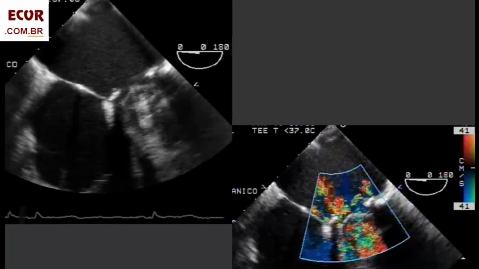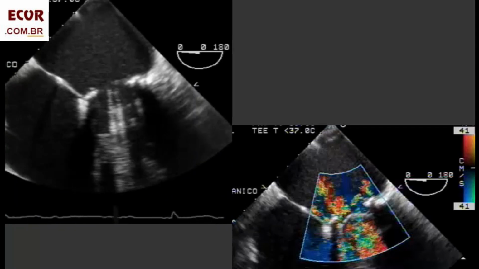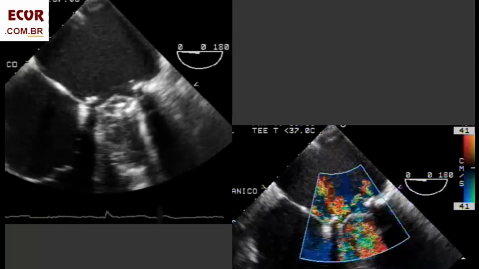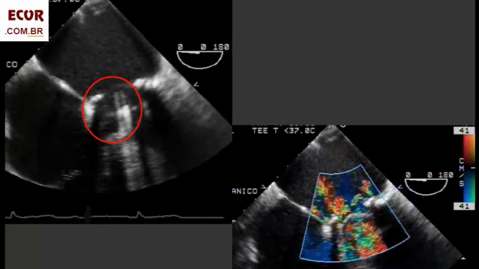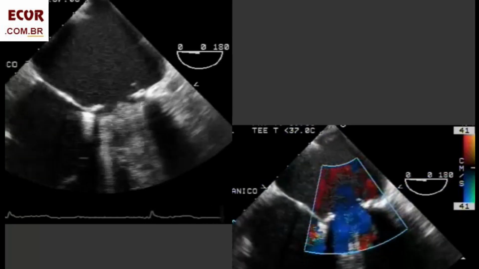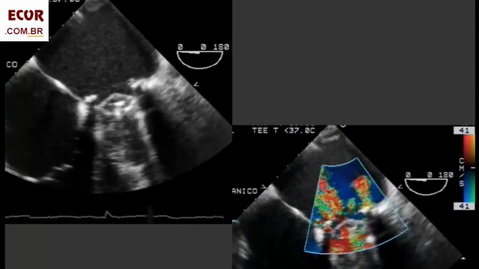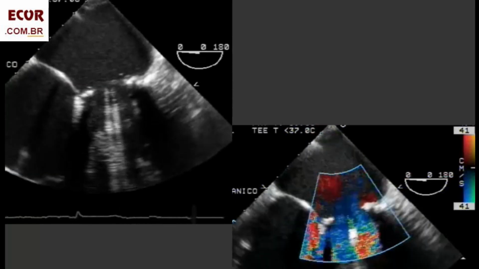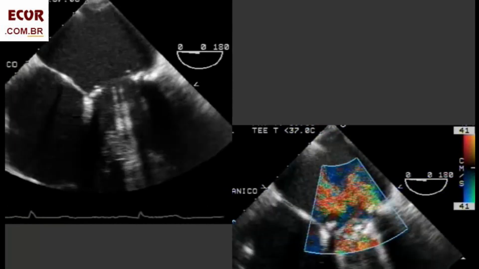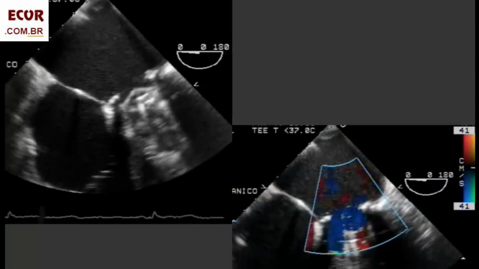In case of mechanical prosthesis, it is not as easy to identify a vegetation. Look at this case. One of the discs has a slower closing than the other. However, it starts opening before the other. This can be found in normal double tilting disc in patients with atrial fibrillation, as in this case. But the patient had a clinically suspicious endocarditis.